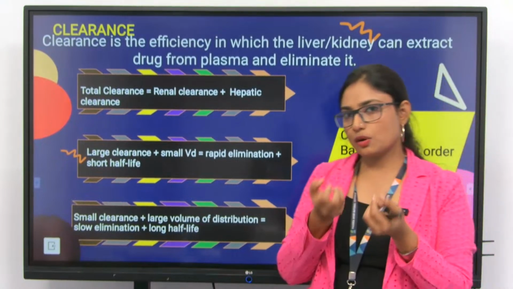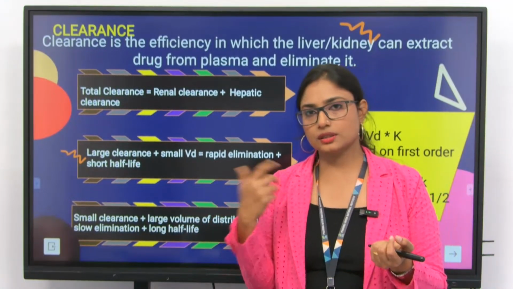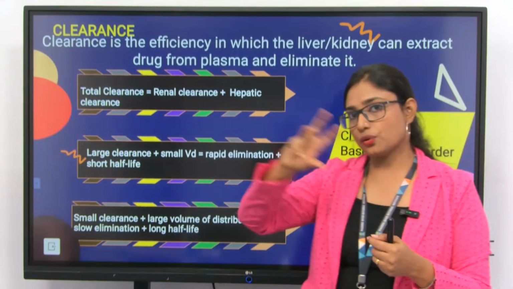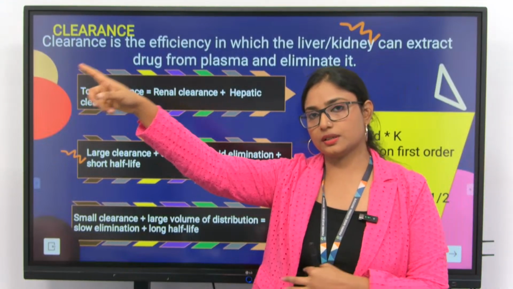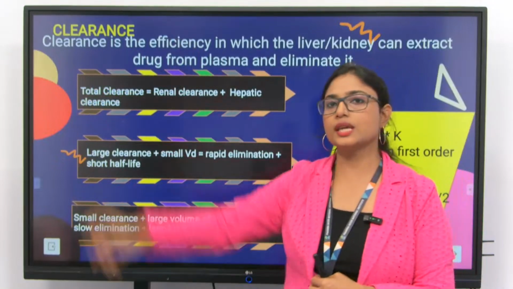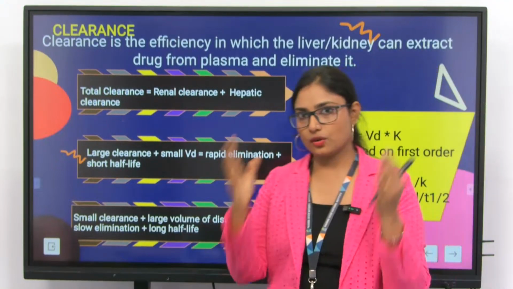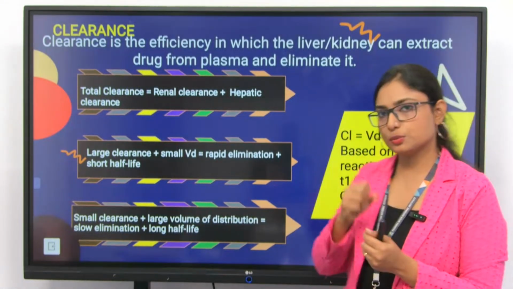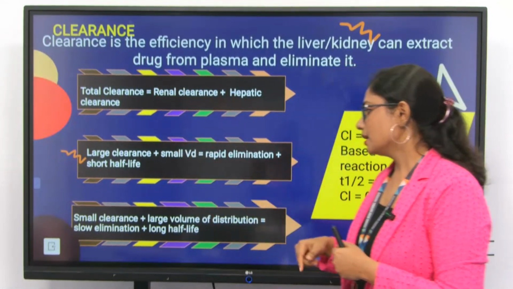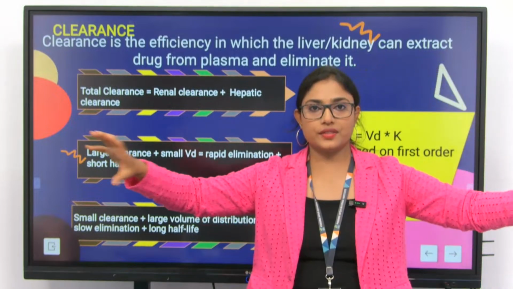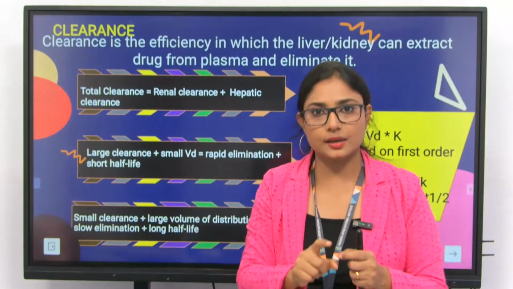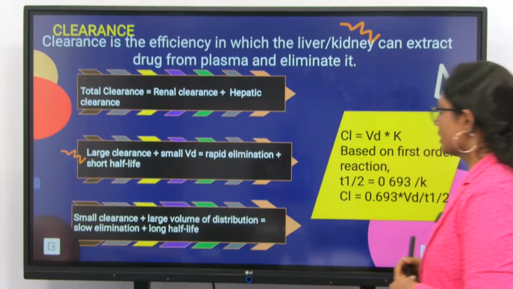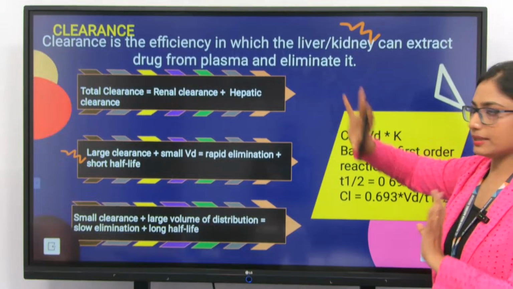Now, small clearance. Small clearance means only a small amount of drug is getting extracted by the liver or the kidney, and only a small amount of drug is getting excreted through the urine. That means a large volume of drug is reaching the site of action, rather than staying inside the plasma. So large will be the volume of distribution, and the elimination will be very slow, because most of the drug is still inside the body. The half-life will be long. It takes time for a drug to come back to the bloodstream and get excreted out. So that is clearance, and the difference between clearance and excretion.